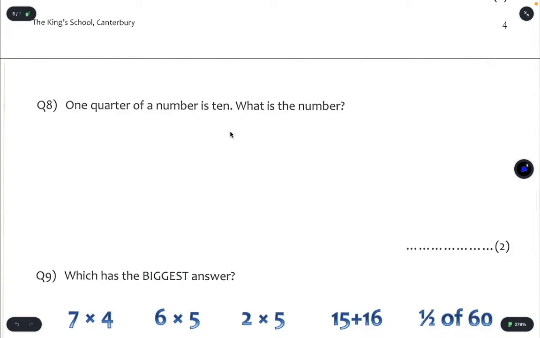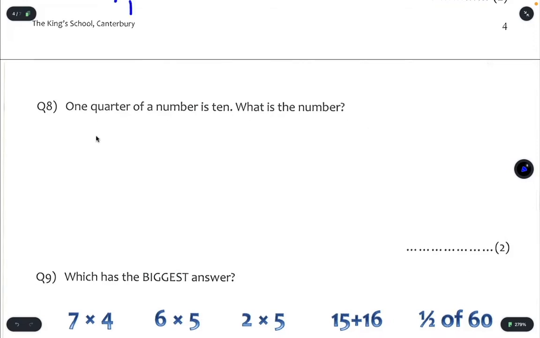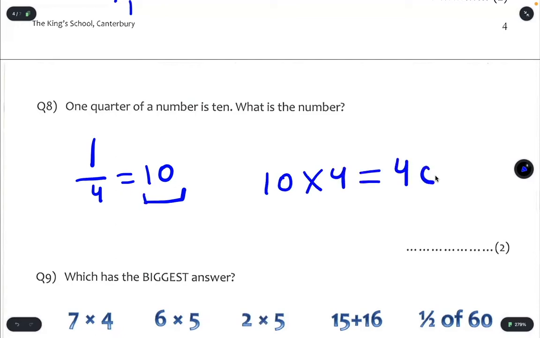Question 8, 1/4 of a number is 10. What is the number? If 1/4 equals 10, we need to work out what 4/4 are, because 4/4 makes the whole. 1/4 is the whole thing divided by 4, which means we need 4 times as much as this number 10 here. So 10 times 4 equals 40, and that is our final answer. 1/4 of a number is 10, 1/4 of 40 is 10, so the number is 40.